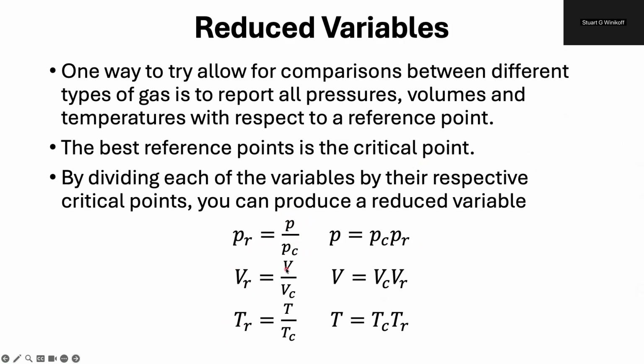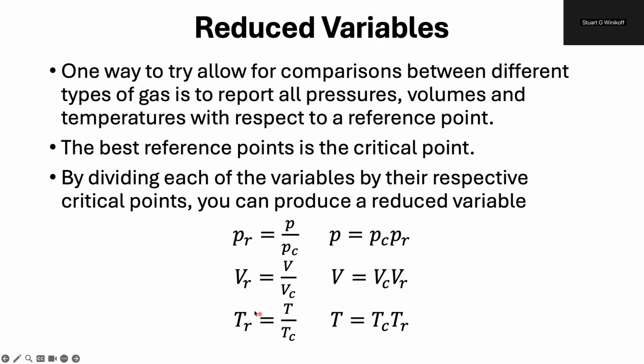In each case, it's going to be the volume, often a molar volume, divided by the critical volume, and the temperature divided by the critical temperature. So the nice part is it's going to be easy to go between the actual temperature and the reduced temperature, or volume or pressure, as long as you know the critical point. And every single gas has its own critical point.